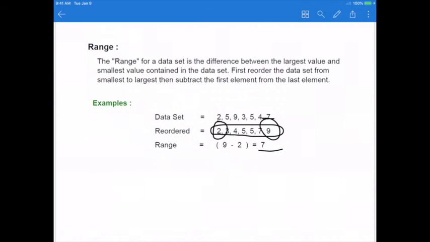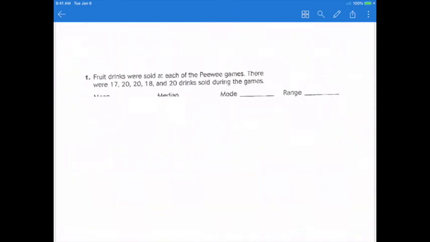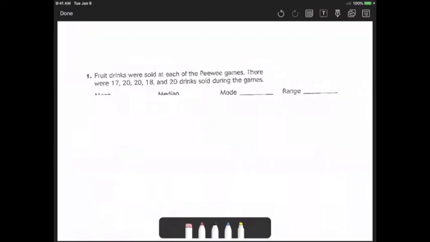All right, so you should have a calculator in front of you. We're going to go over some of these. I'm going to do the first one with you, and then you're going to do a couple. So I read my problem. There's some data here, and number one, I like to put it in order. So I'm going to do 17, 18, 20, 20, and 20.